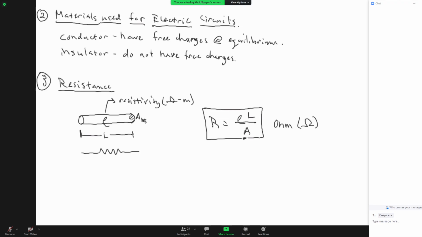So resistivity measures how resistive the material is to charge carrier flow. In terms of a conductor, a perfect conductor will have zero resistivity. A perfect insulator will have infinite resistivity. The reciprocal of resistivity is called conductivity. That's 1 over.